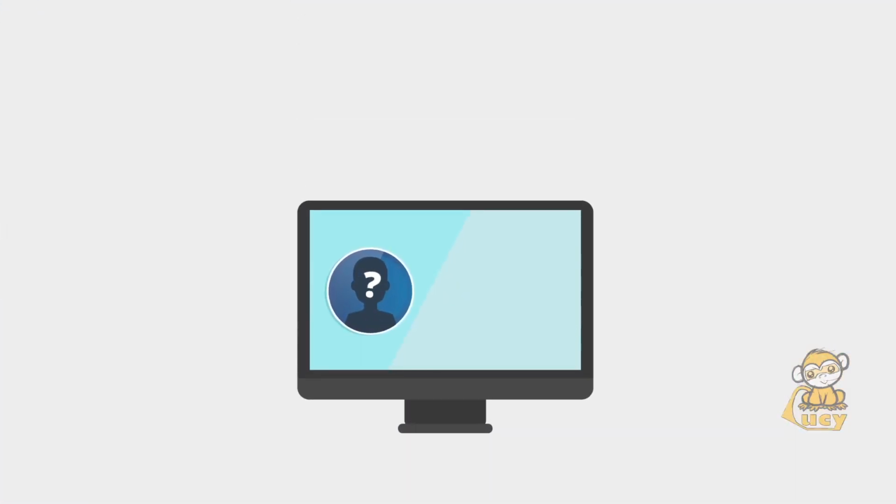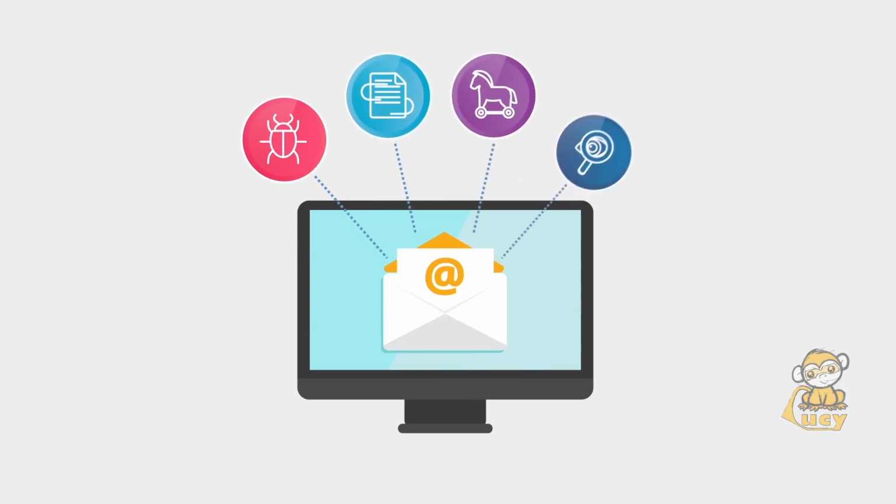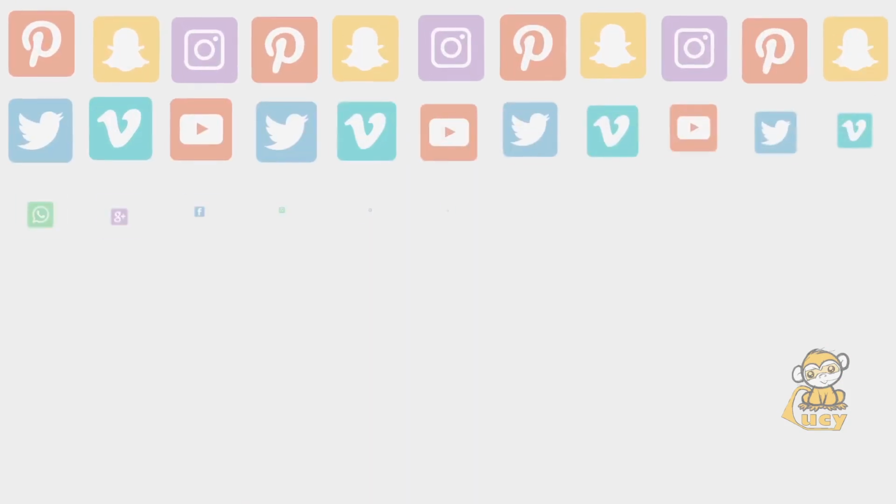So, how do we protect ourselves from social engineering attacks? Tip number 1. Be suspicious of any unsolicited messages. Do not open suspicious emails until you verify via phone call or personal interaction with the sender that the message is legit.